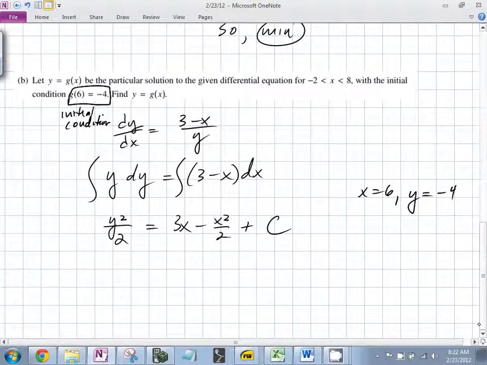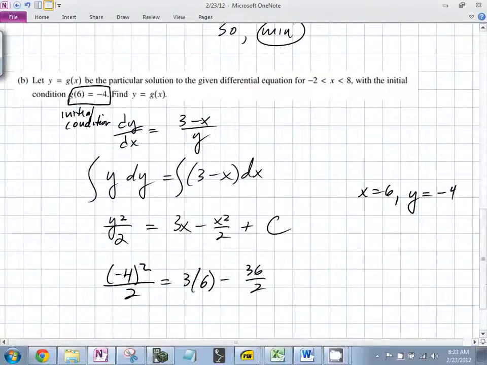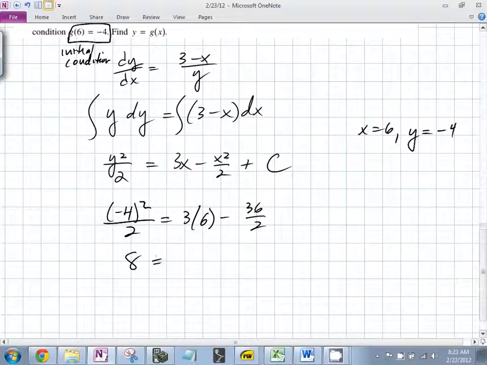So we plug that in, so we get negative 4 squared over 2 equals 3 times 6 minus 36 over 2. So what's that equal to? 8 equals 18 minus 18 plus c. So what does c equal? 8.